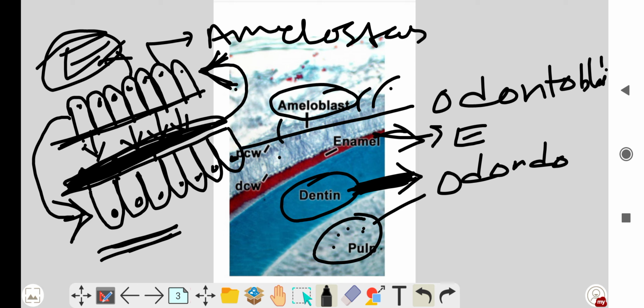So this is about the odontoblast cells that form the dentin.